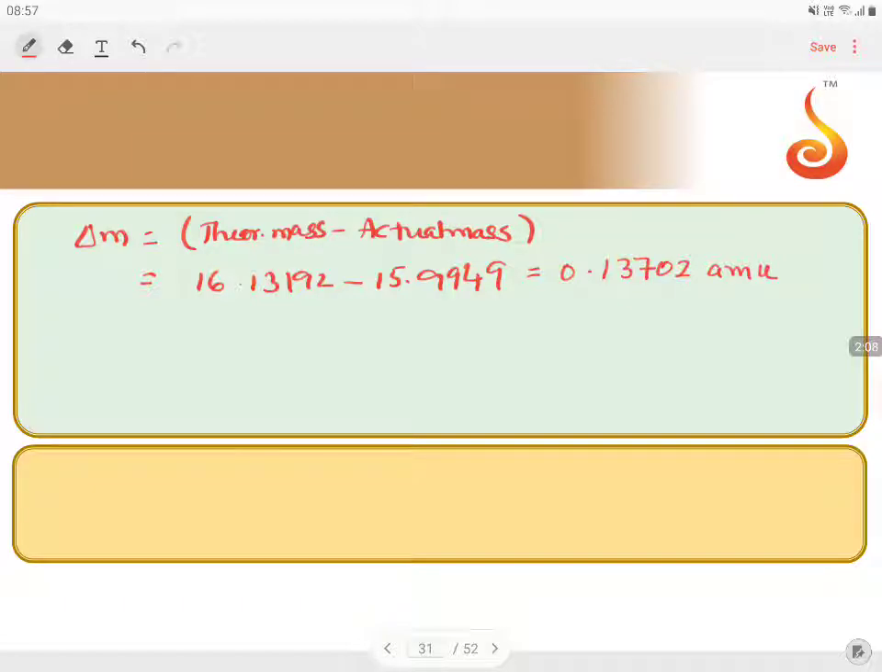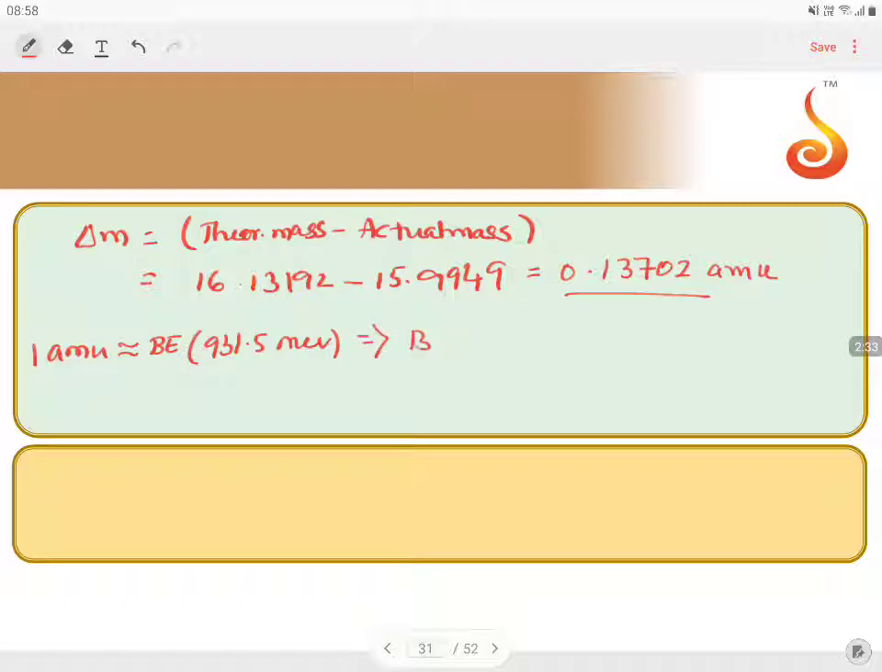What is delta M? How much AMU? We know 1 AMU is equivalent to a bond energy of 931.5 million electron volts. Now, if this much AMU, 0.13702 AMU, is equivalent to how much bond energy?